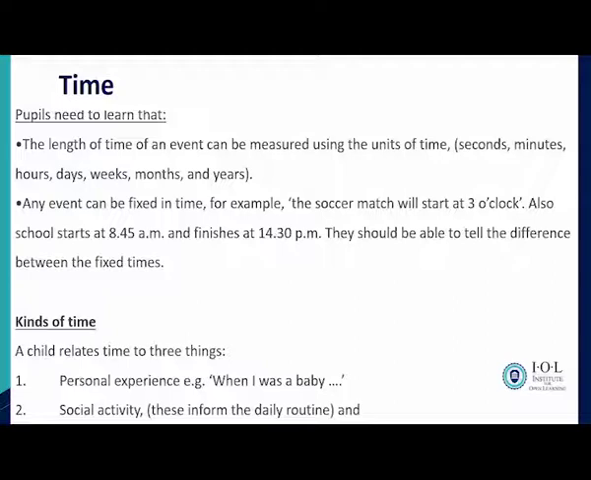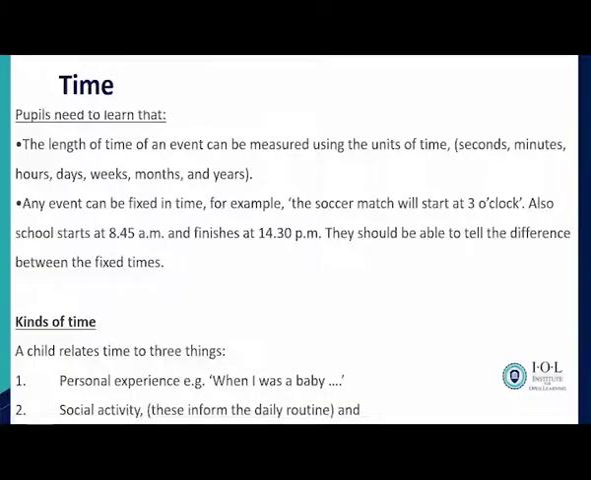Okay, the kinds of time that learners relate time with: the personal experience. When I was a baby, they're talking about that time. Now I'm not a baby anymore, meaning that some time has passed. Then meaning I have grown from a baby to a young boy now. Social activity: this informs the daily routines and other activities that learners do.